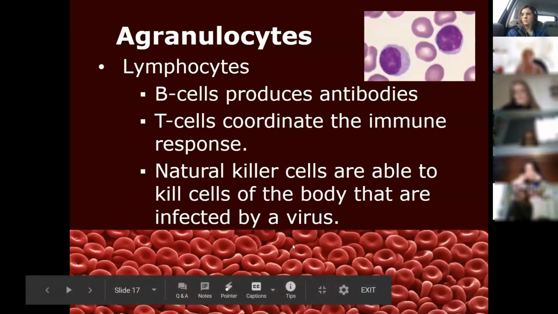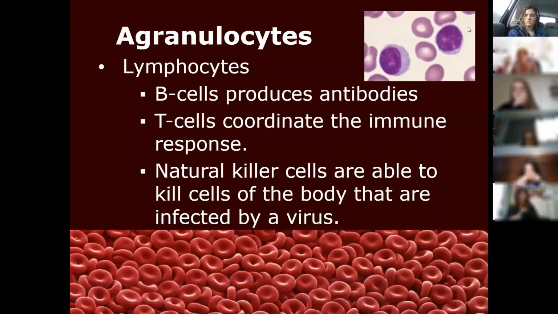Agranulocytes, A not or without. Notice how clear the rim of this is, right? So the lymphocyte, its nucleus is almost as big as the cell. It's filled with the cell, and then you just have a slight rim of light purple around it. That helps you identify the agranulocyte or the lymphocyte. There's two kinds, the B cells and the T cells.